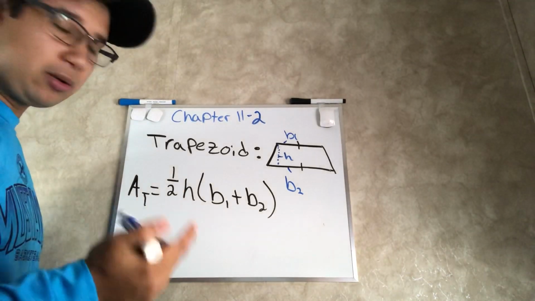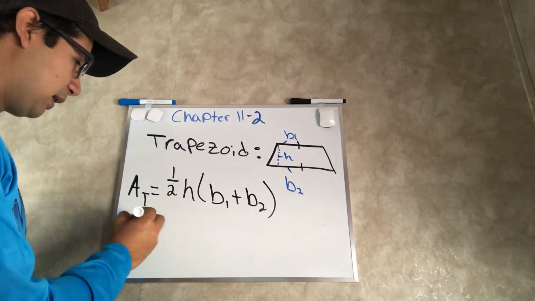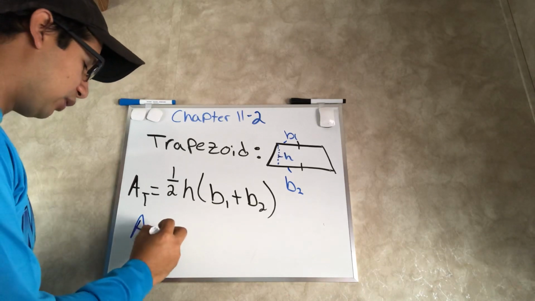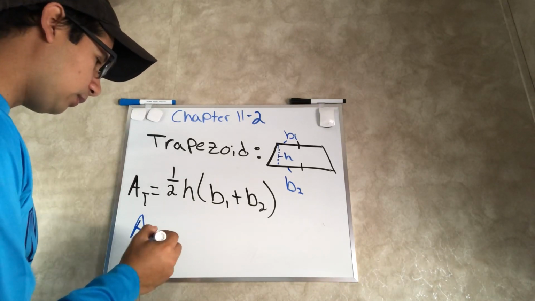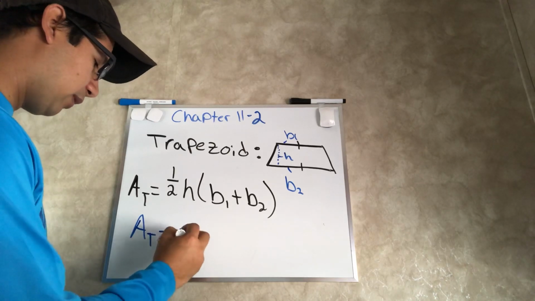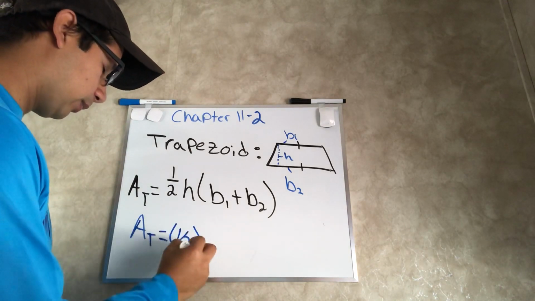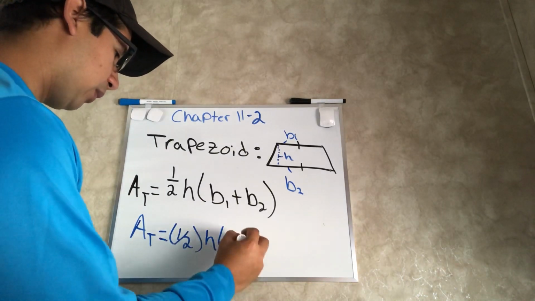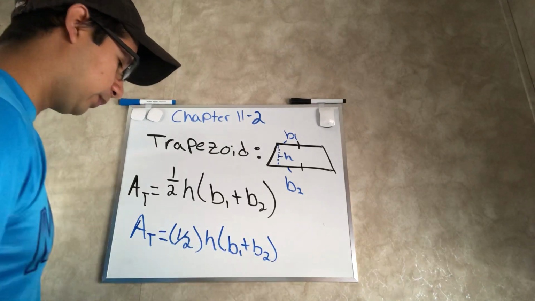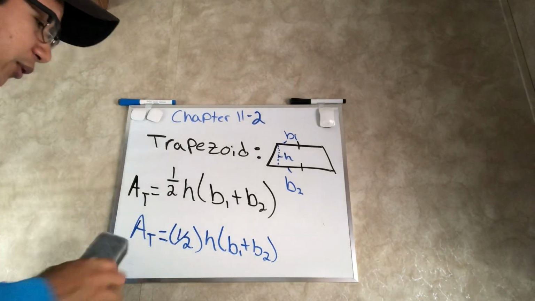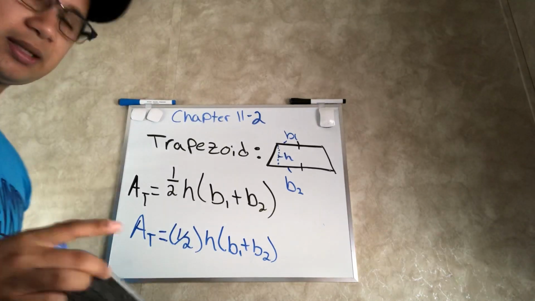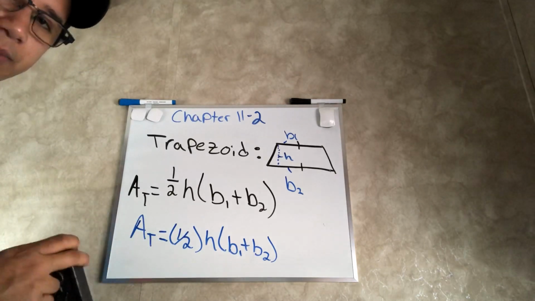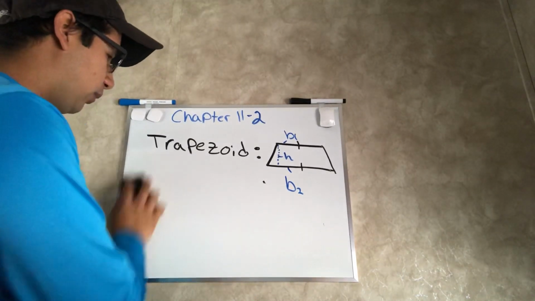The way you're going to see the question on the quiz, you might see it like this: area of trapezoid is equal to 1 divided by 2 times h, parentheses, b1 plus b2. That's how you're going to be seeing it on the quiz, so FYI. Just that 1/2 is going to be in parentheses.